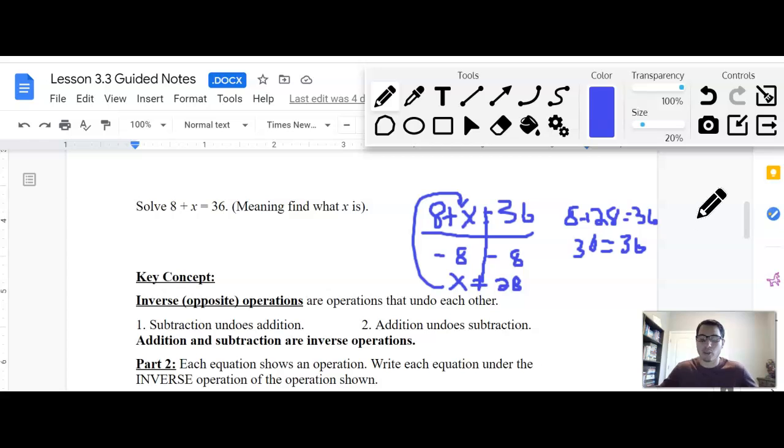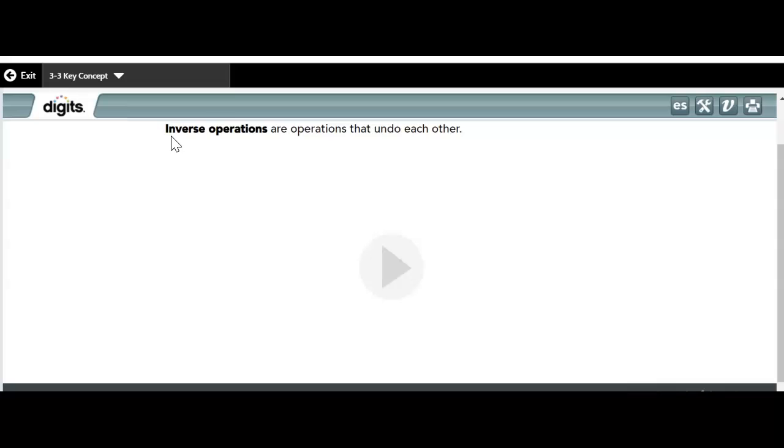It's important to check your work because you should know if you have the correct answer or not. When you turn these problems in or take your test, you should know if you have the correct answer or not. When solving one-step equations, we have inverse operations, which are operations that undo each other. So a couple of questions we just did is going to be talking more about this.